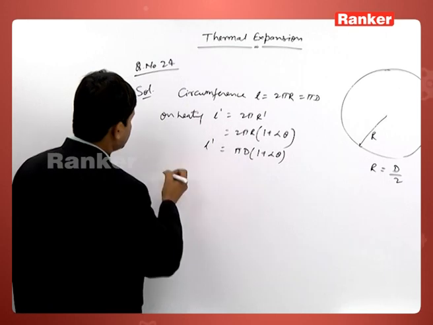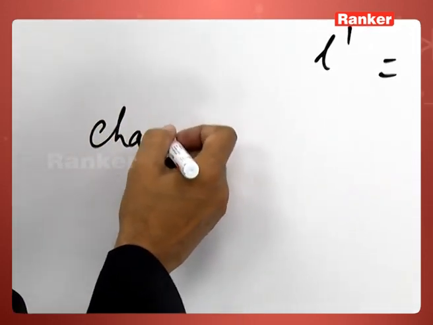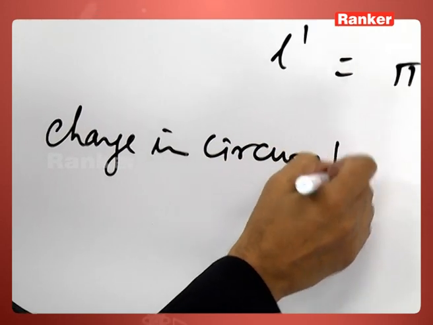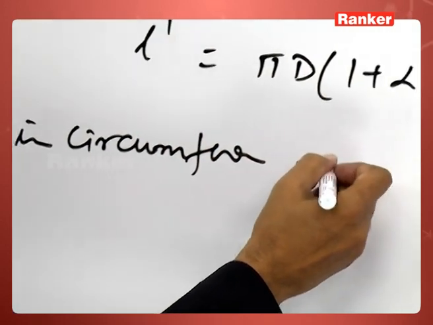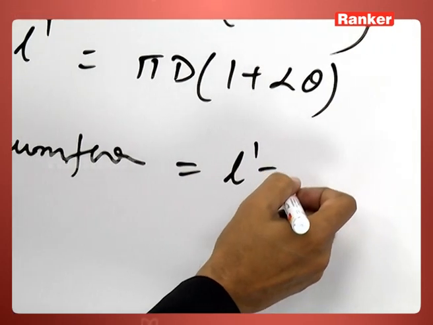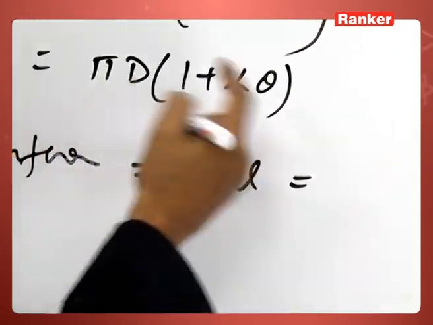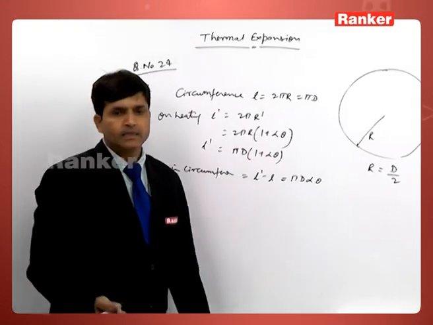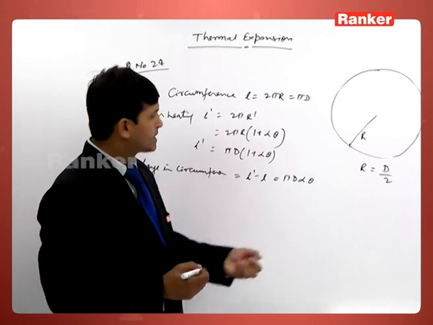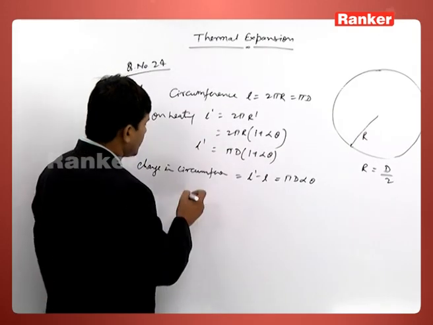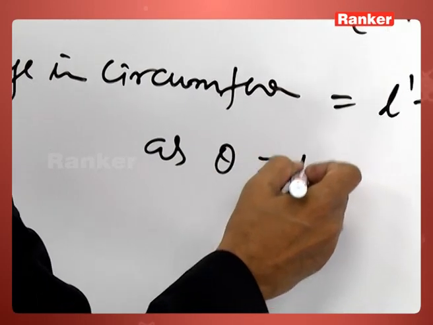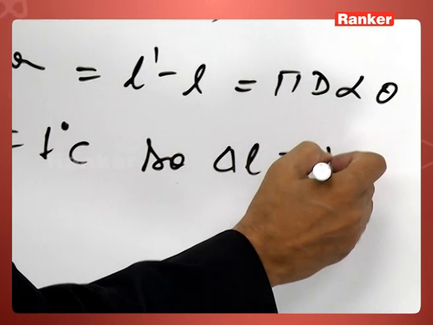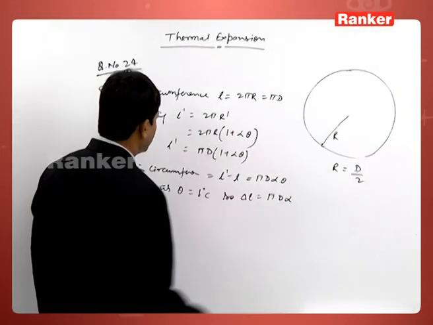So the change in circumference, that is L dash minus L, is pi d into alpha theta. And theta is 1 degree Celsius, so delta L is pi d alpha.